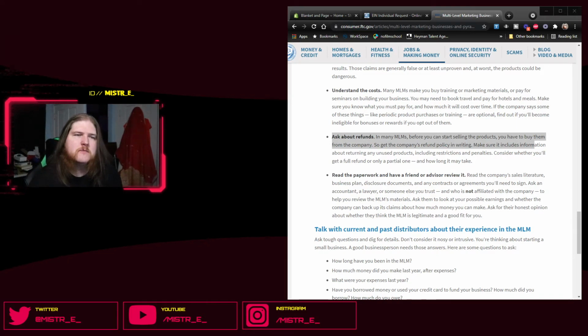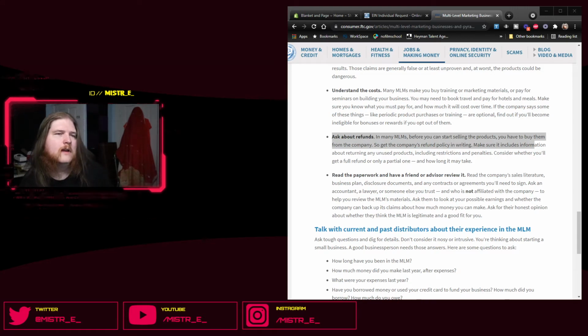Ask about refunds. In many MLMs, before you can start selling the product, you have to buy them from the company. So get the company's refund policy in writing. Make sure it includes information about returning any unused products, including restrictions and penalties. Consider whether you'll get a full refund or only a partial one, and how long it'll take. Let me just highlight that here as well again.